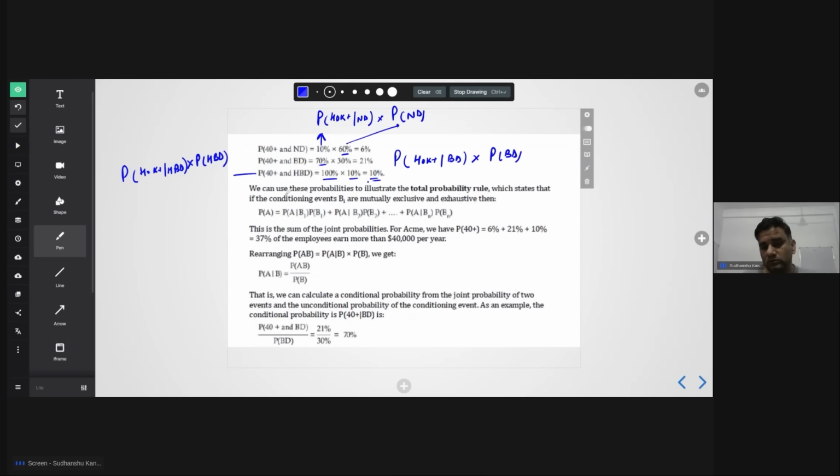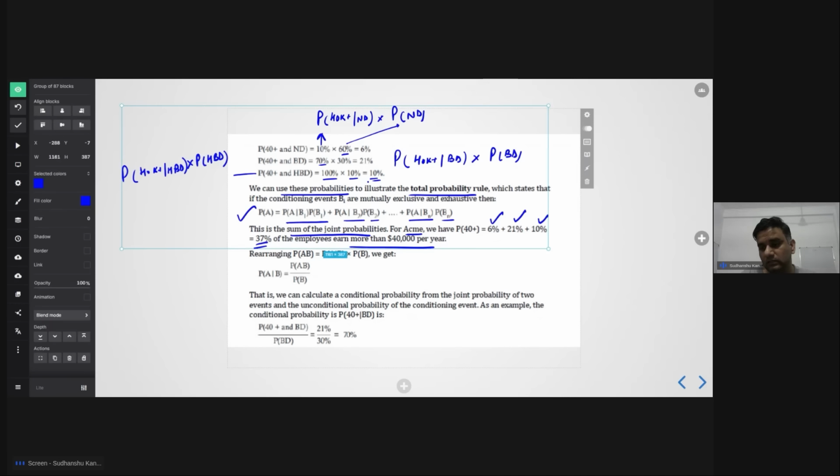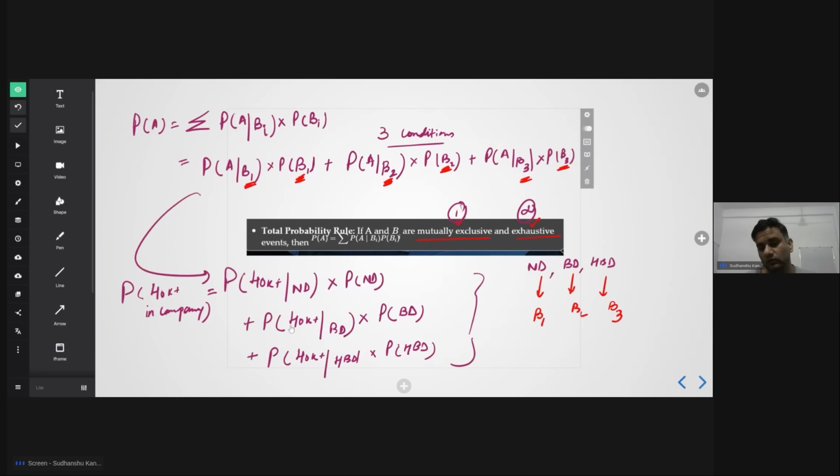So we can use these probabilities to illustrate the total probability law. You have three conditions: A1, B1, B2, and B3. This is the sum of the joint probabilities. For a company Acme, we combine 6%, 21%, and 10%, which gives you 37%. So the probability that employees earn more than 40K is 37%. If you go back, this is what I was talking about. Basically, you have added these things and you get the answer.